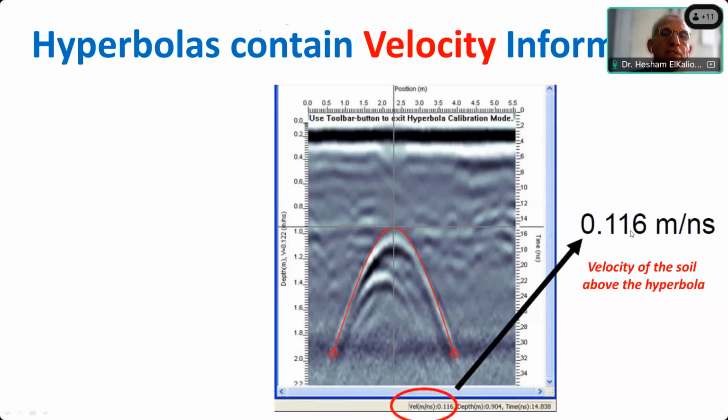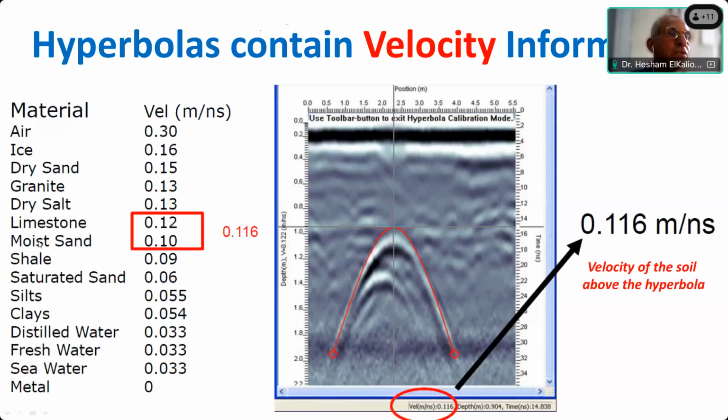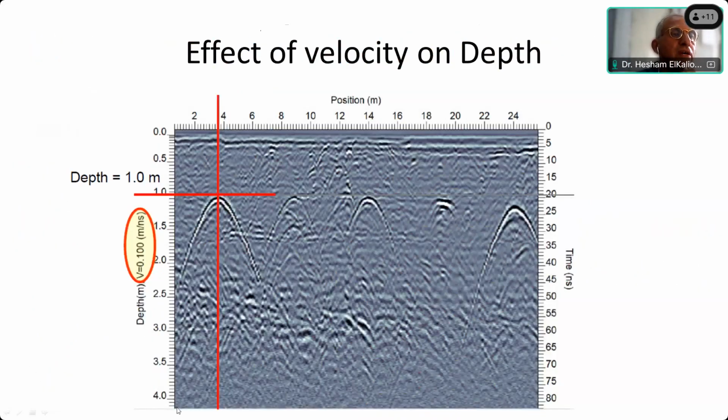0.116. This is basically the velocity of limestone or moist sand. Again, you can interpret based on the geology of the study area you have. A choice of the velocity will affect the depth section. So if you select a wrong velocity, the depth will not be correct.